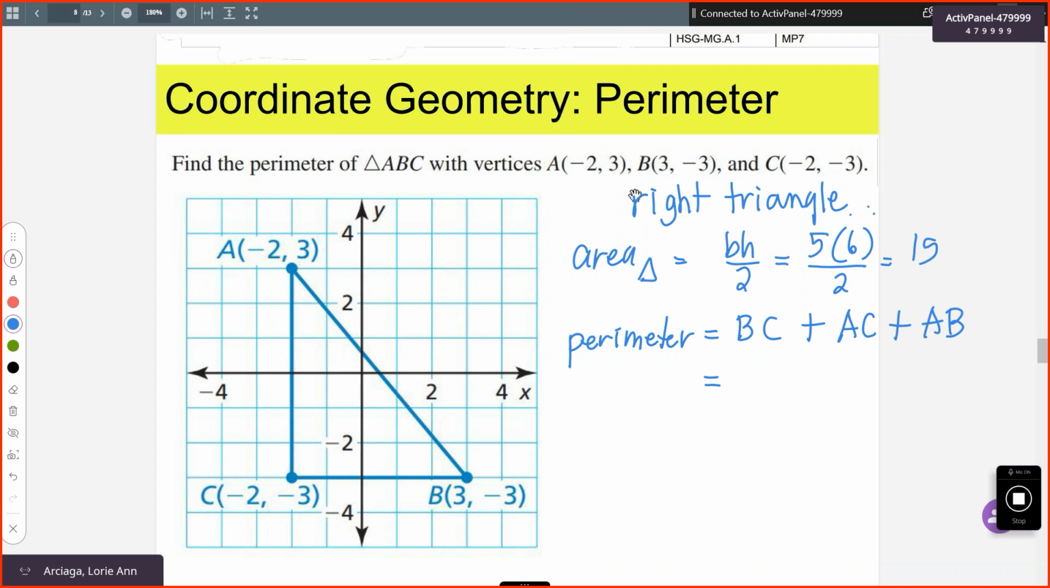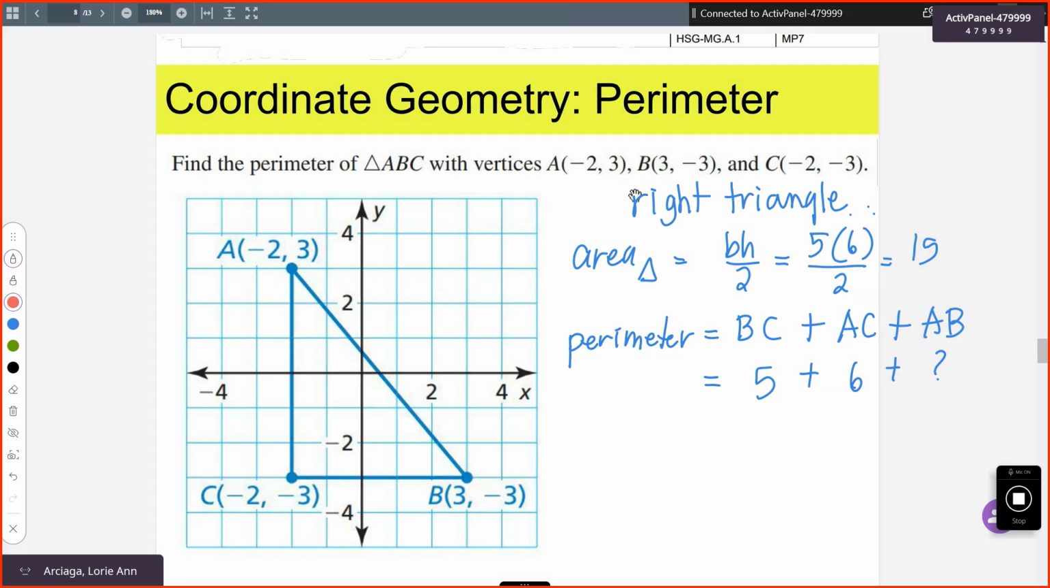How long is BC? 5. How long is AC? 6. Can we also count the number of boxes to find AB? Not anymore. Why, Kobe? It's diagonal, right? So if it's diagonal, you cannot just count the boxes. Now we have a bigger problem. How do we find AB? Let's find AB first so we can find the perimeter.